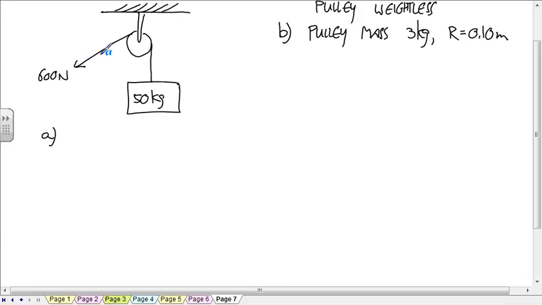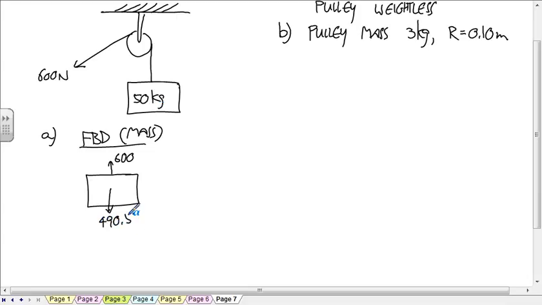If the cable's weightless and the pulley is weightless and frictionless, then the tension is the same everywhere along the cable. So we can draw a free body diagram of the mass. We know that the cable tension is 600. And the downward force is 50 kilograms times 9.81, so 490.5.